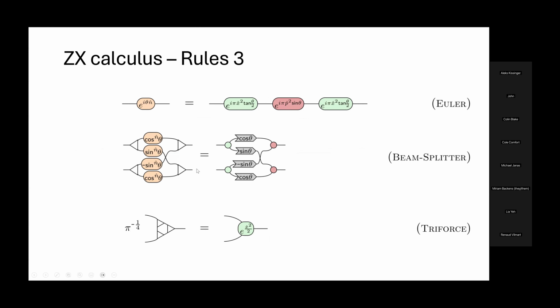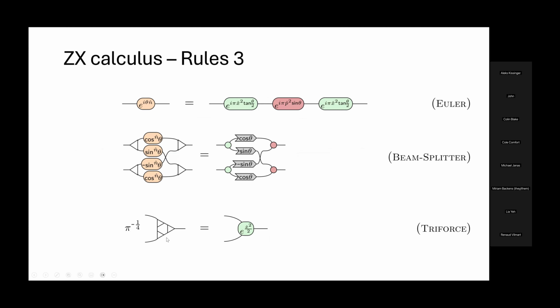And next is the beam splitter rule, which says that there are two equivalent ways of writing the beam splitter. Or in other words, if you have two matrices that are orthogonal, then writing them with the W Fock spider or with the ZX and multiplier, they're equivalent.